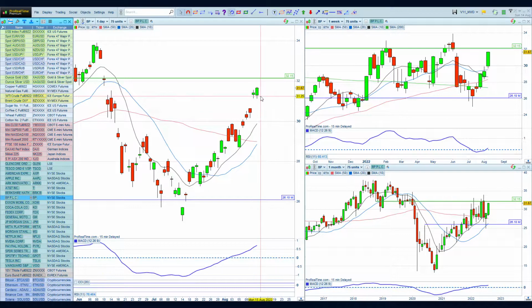BP gapping up. Look at that. Look, closing near the highs as well, coming back up into where it is here. So this is what I want to see this week, is just see how it handles this, and ideally if we can close over and above that level there.